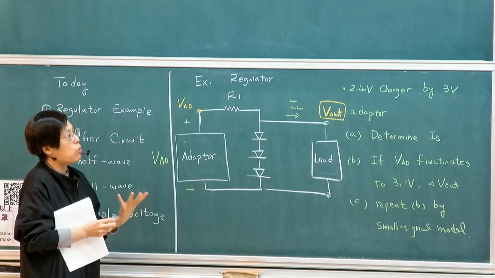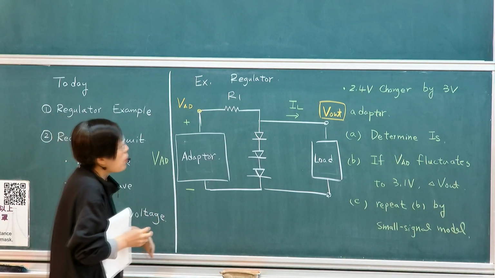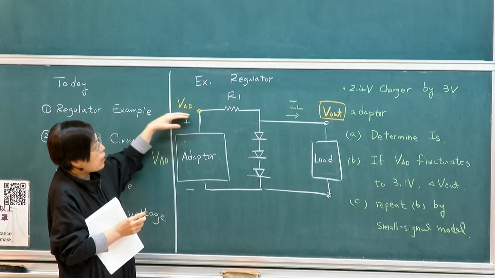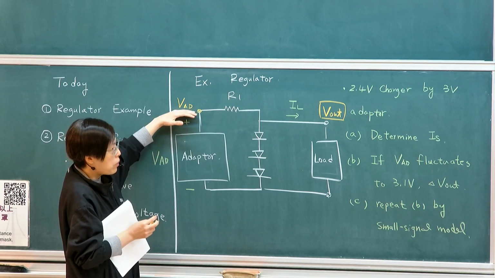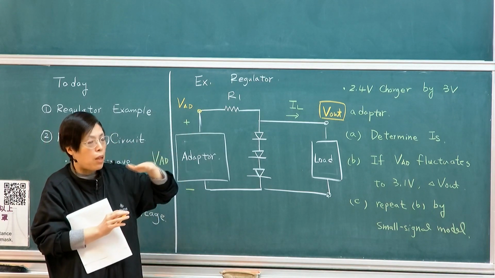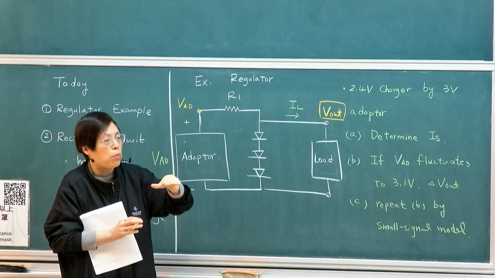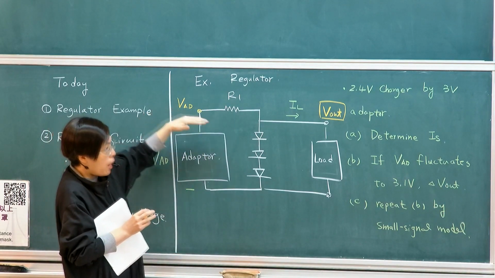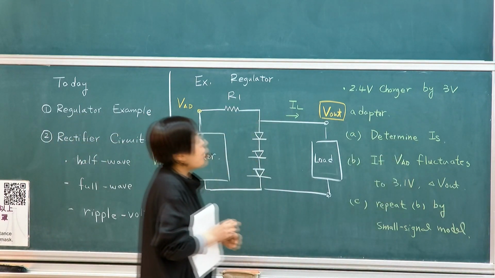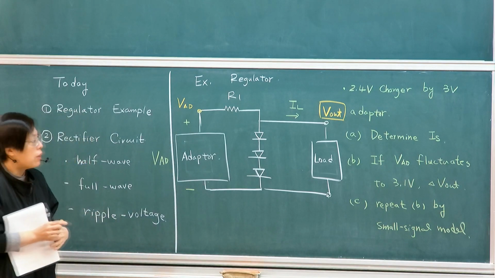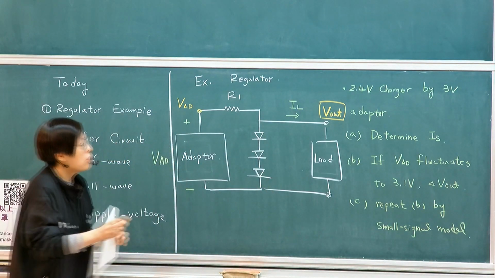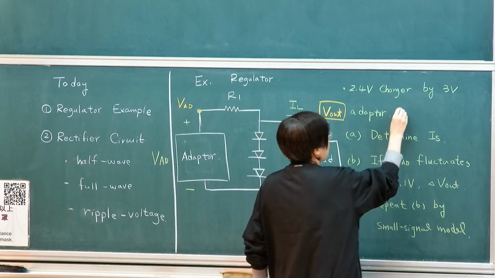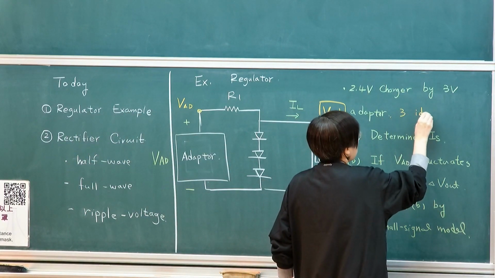So let's look at how one approaches this problem. Looking at the input coming from the adapter, the target is 3 volt, meaning its nominal value is supposed to be 3 volt. You are to determine, given there are 3 identical diodes. Assuming the 3 diodes are identical, let me just define it.